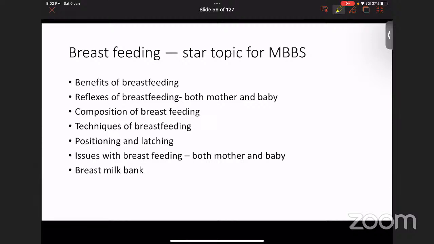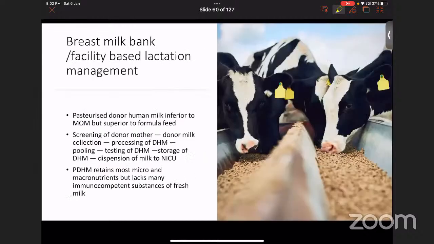This is a start topic for MBBS, because you should know the in and out of breastfeeding: the benefits of breastfeeding, reflexes of breastfeeding, which we teach the mother, as we deal with the baby. We also have to cover composition of breast milk, positioning and lactation, issues with breastfeeding for both mothers and babies, and the breast milk bank.